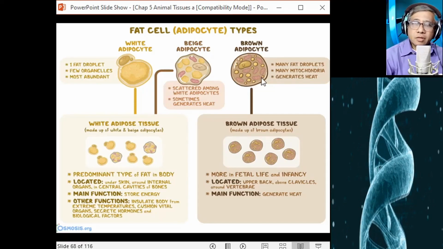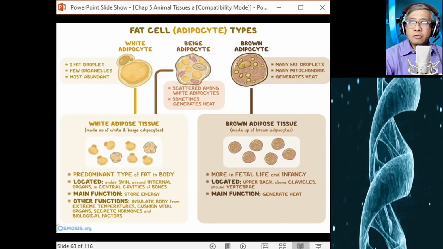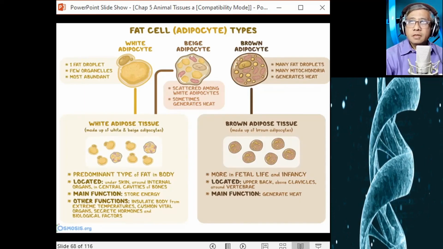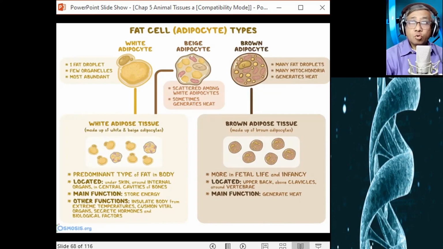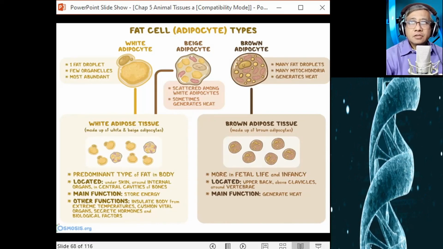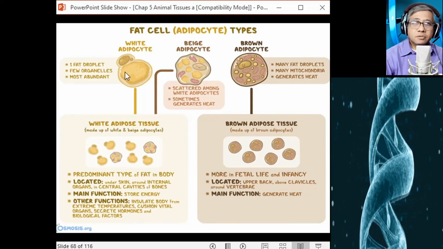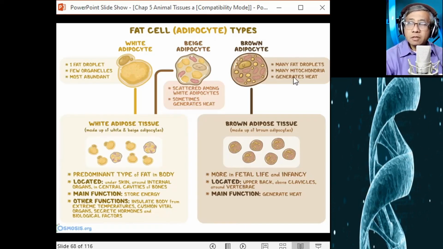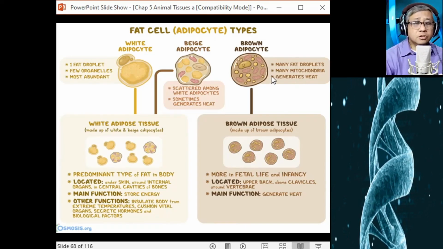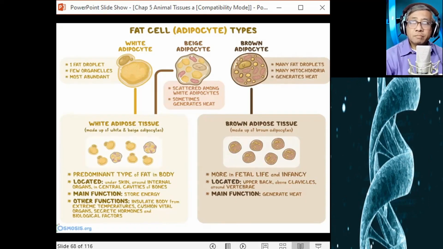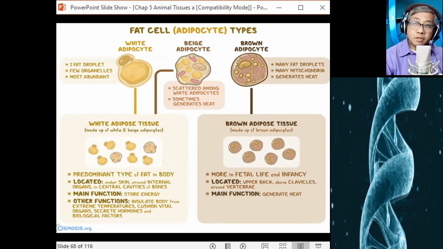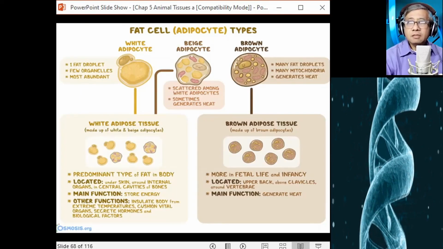Okay, so brown adipocytes, like what I mentioned earlier, have many fat droplets and many mitochondria. As compared to white adipocytes, which have few organelles, so few mitochondria, but this one has many, right? And because of the abundance of mitochondria in brown adipocytes, they are responsible for generating heat.